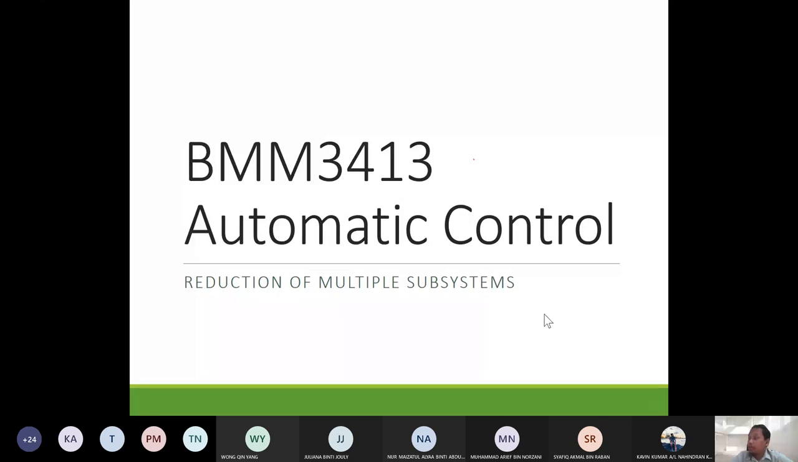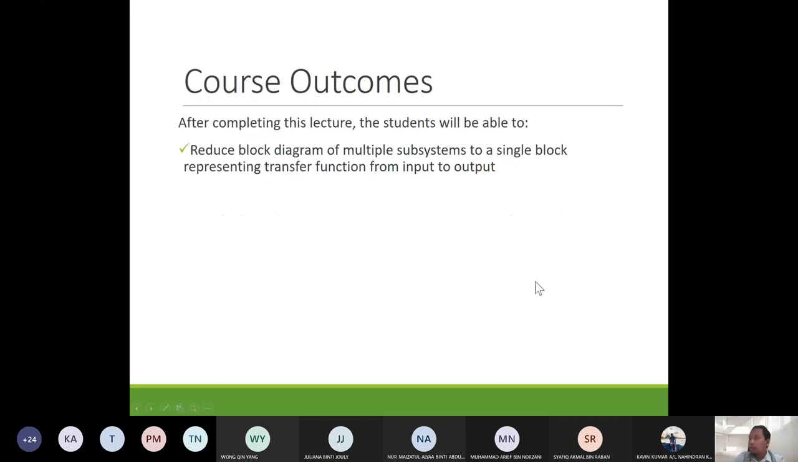Okay, so for today's lecture, the title is Reduction of Multiple Subsystems. After completing this lecture, you will be able to reduce a block diagram of multiple subsystems to a single block representing the transfer function from input to output.